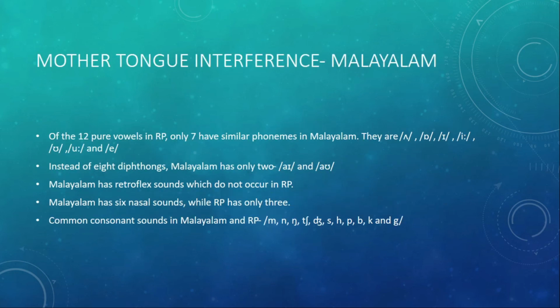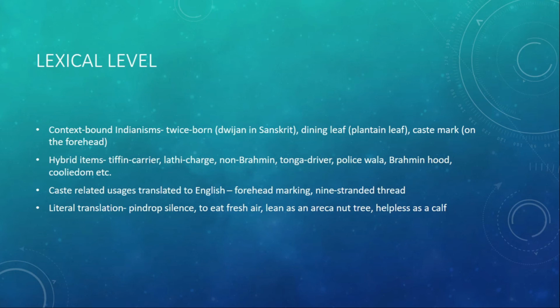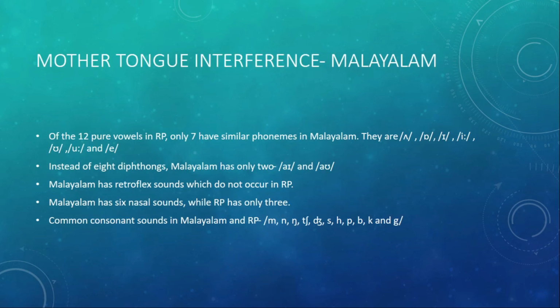And these are the lexical level differences between GIE and RP. And we have already discussed the grammar differences between the two systems in South Asian English. So I'm not going into detail there. Now let us look at the problem of mother tongue interference, especially Malayalam mother tongue interference.